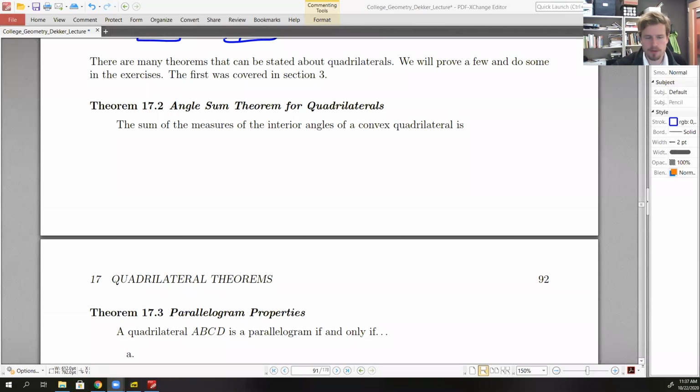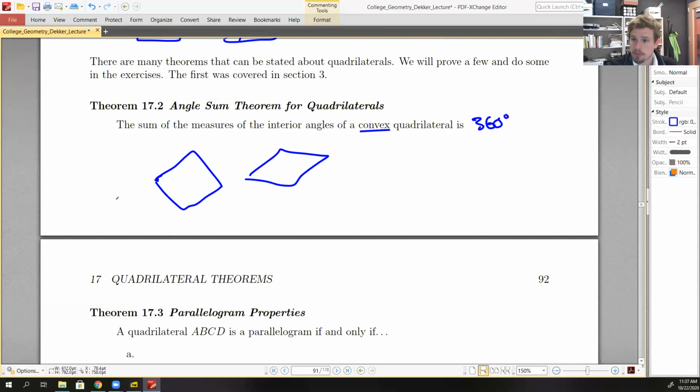All right, so the first one, theorem 17.2, the angle sum theorem for quadrilaterals. The sum of the measures of the interior angles of a convex, right, we still want convex quadrilateral is what? Well, for any four-sided figure, what is the sum of the interior angles? Well, of course, that's 360 degrees.